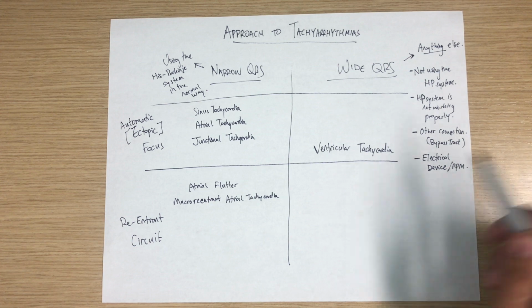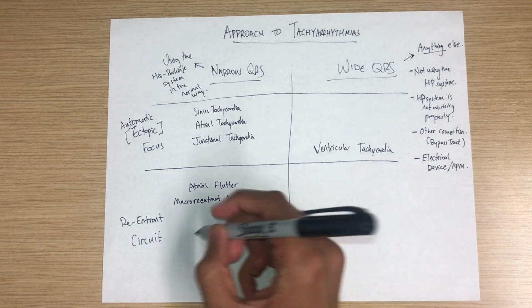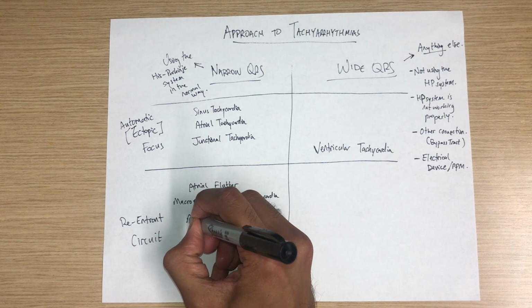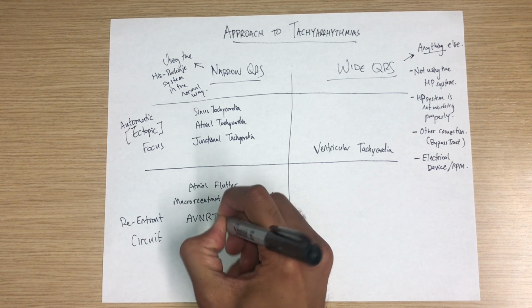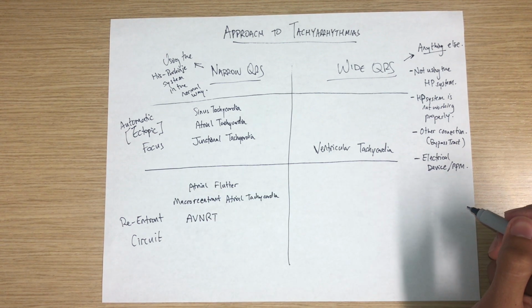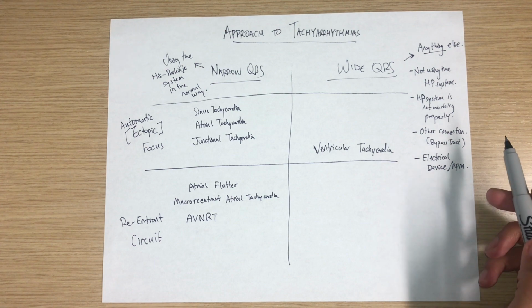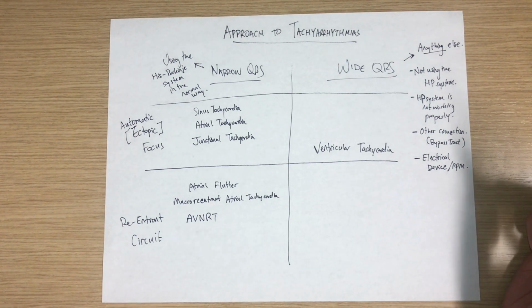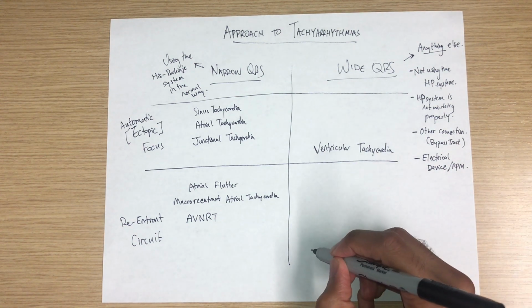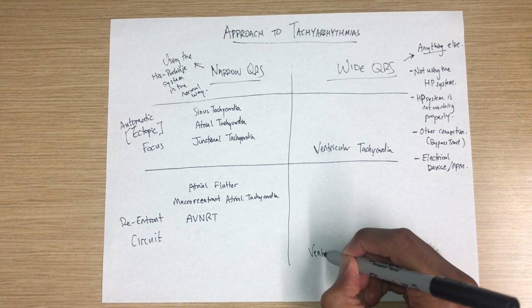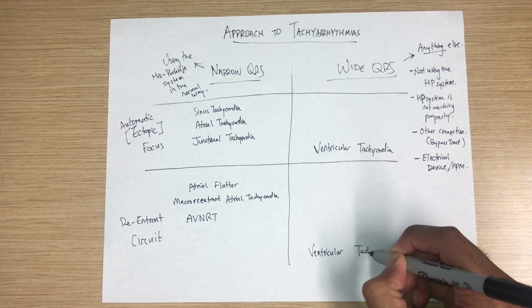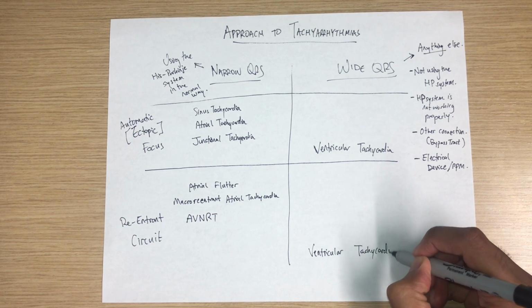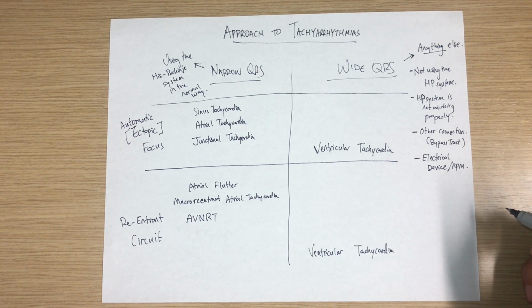Another way is for the entire reentrant circuit to be within the AV node, and that is AVNRT, or AV nodal reentrant tachycardia. If the reentrant circuit is entirely within the ventricle, then that usually causes ventricular tachycardia. It's a wide QRS complex because you're not using the His-Purkinje system in the normal way.